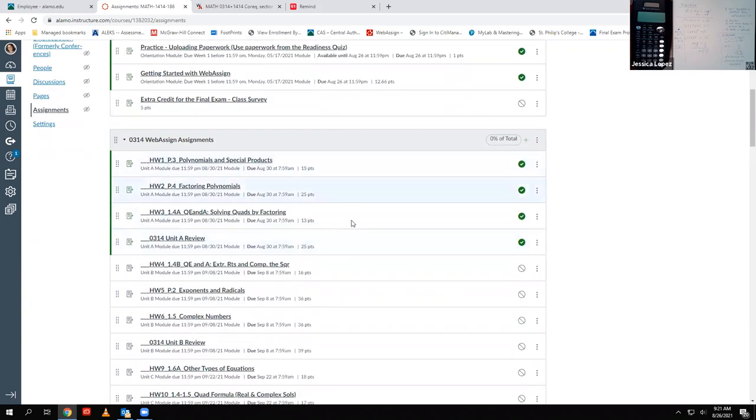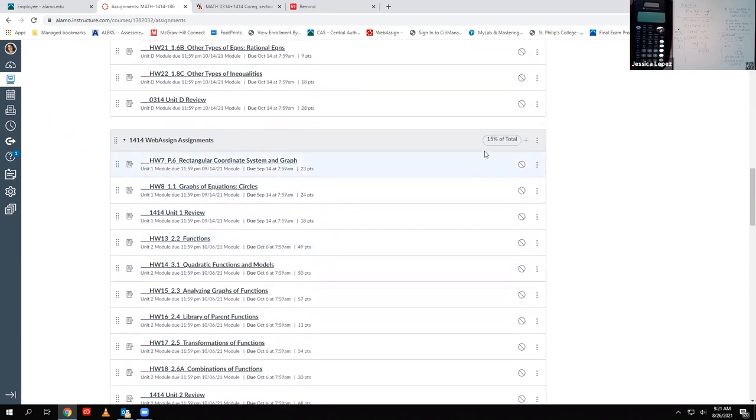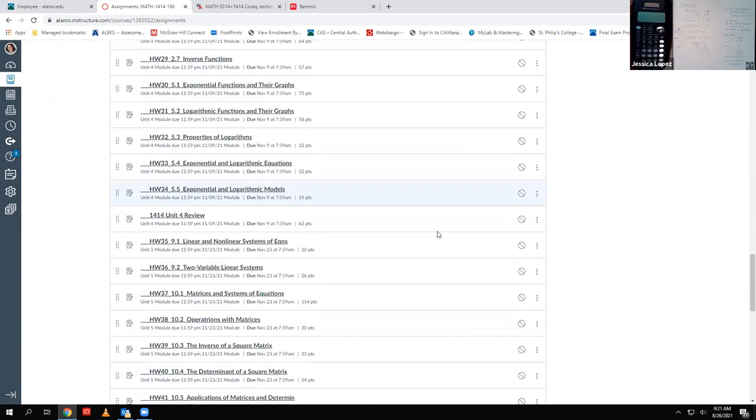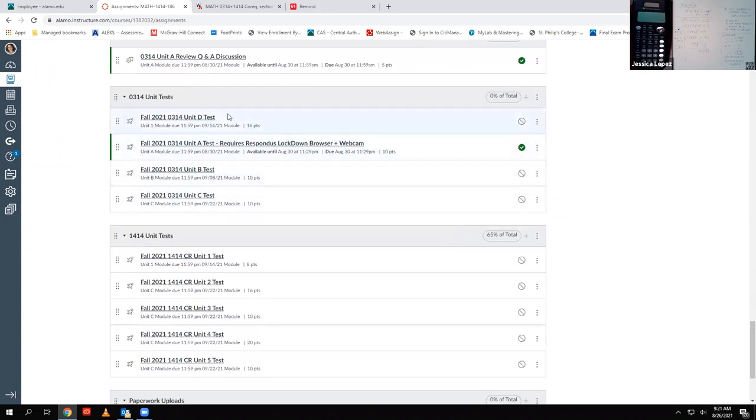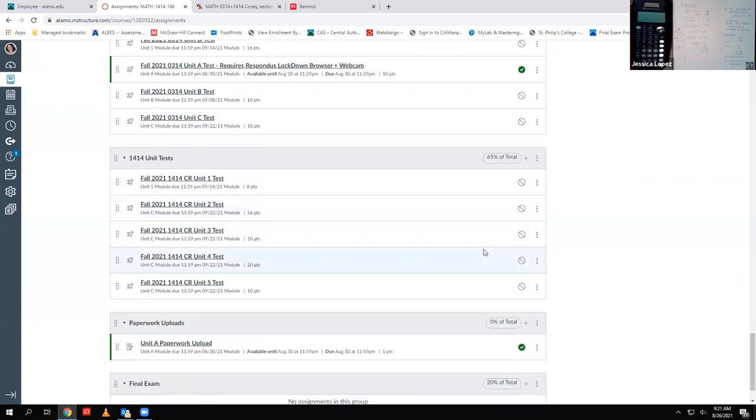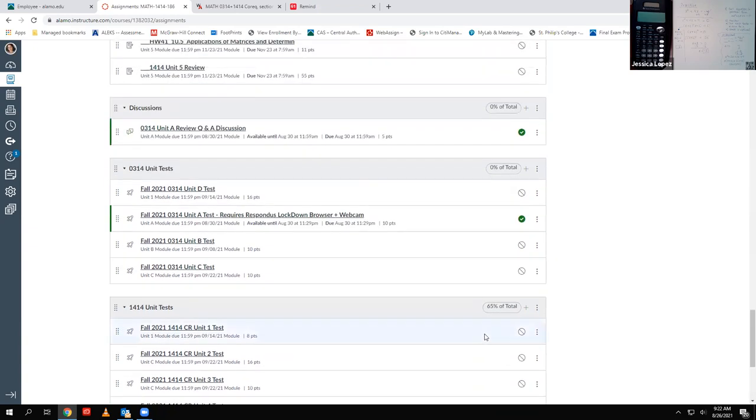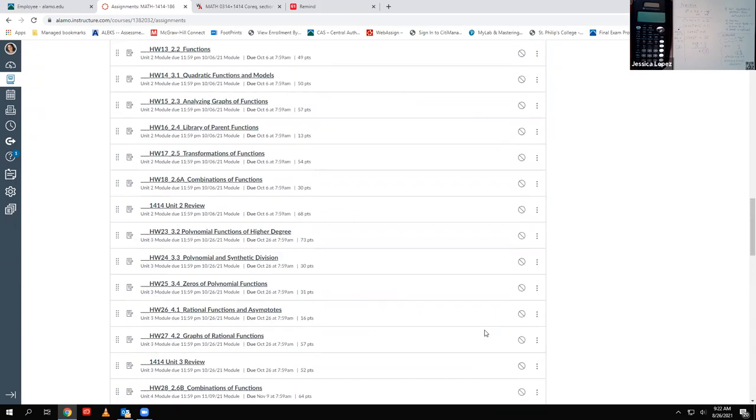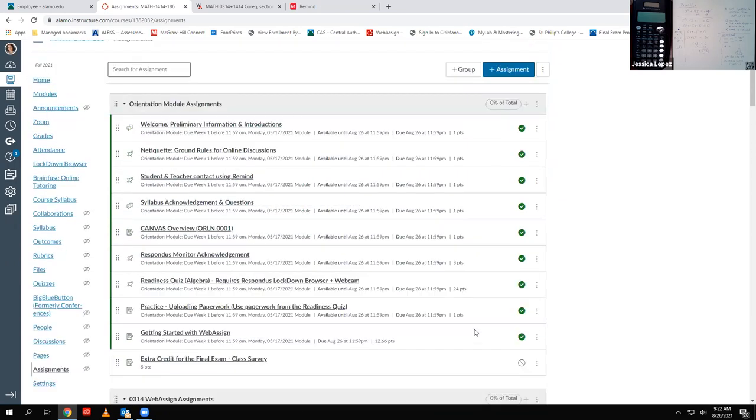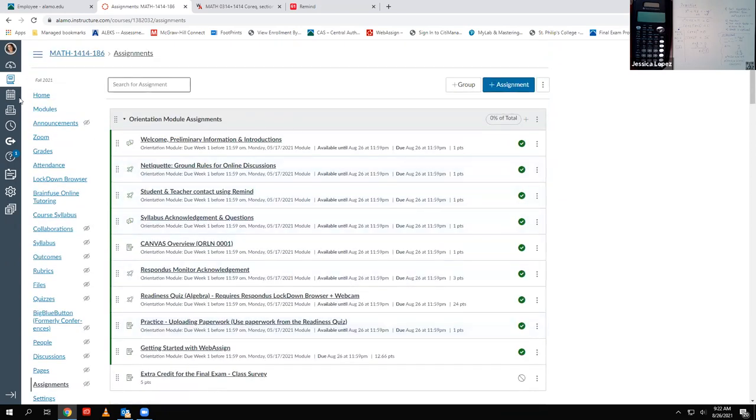Then all of the 14 WebAssign assignments are part of this college algebra grade. Then if I keep going, all of the 3-14 unit tests are 0%. All of the 14-14 unit tests are 65%, just like it says in the syllabus, right? And then eventually I'll put the final exam in there and that will be 20%, okay? So I just want you to be aware that the grades will match in your grade books once we start taking some of those tests, okay?